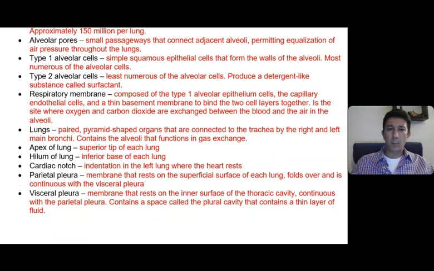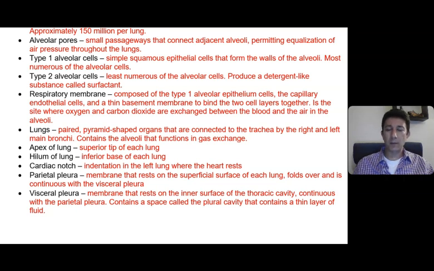So just backing up, looking more superficially at the lungs themselves, because we essentially went from the air passageways all the way down to the microscopic structures of gas exchange. We have the lungs, and the lungs are quite simply the paired pyramid-shaped organs that are connected to the trachea, as we saw, by the right and left main or primary bronchi. And the lungs are what contain those millions of alveoli that function in gas exchange.